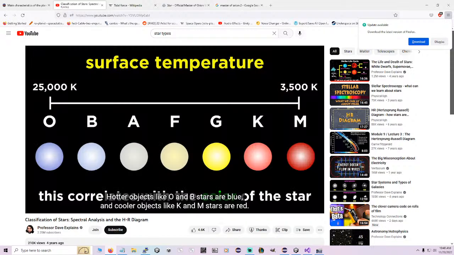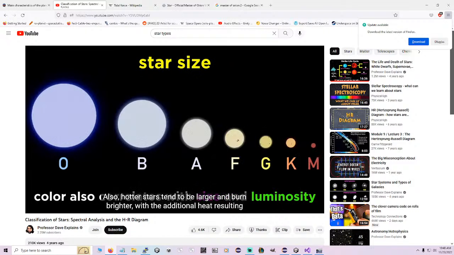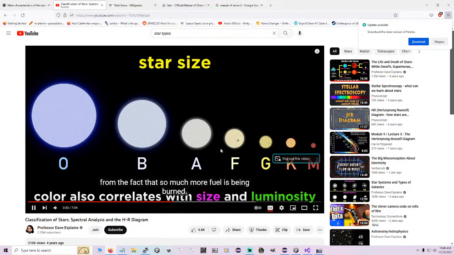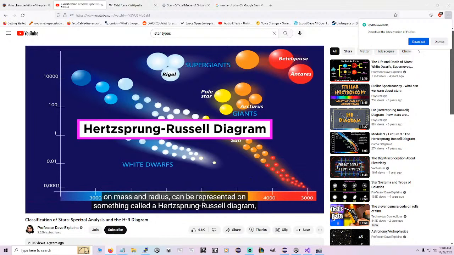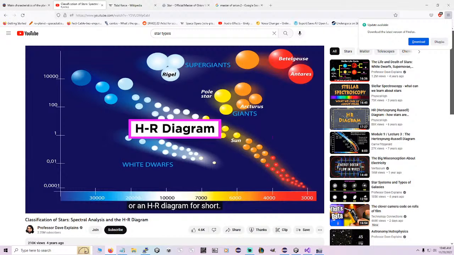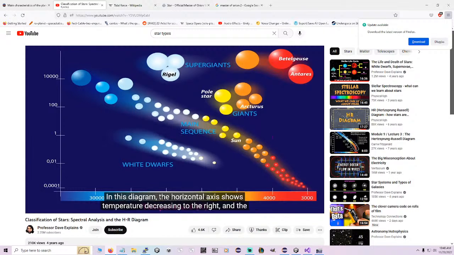Hotter objects, like O and B stars, are blue, and cooler objects, like K and M stars, are red. Okay, like I said, it's good to have some general knowledge, because we are going to use the general knowledge, with the additional heat resulting from the fact that so much more fuel is being burned. We're not going to be all realistic, though, because it's a formation of all possible dimensional realities, like physics beyond our physics. So we will have stars made up of fairy dust and unicorn poop, and let's just go with it.